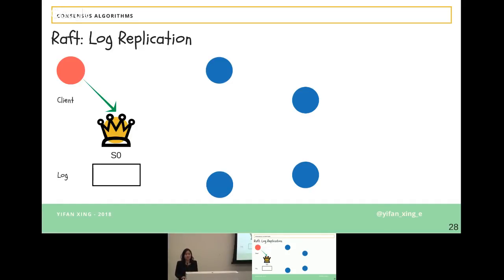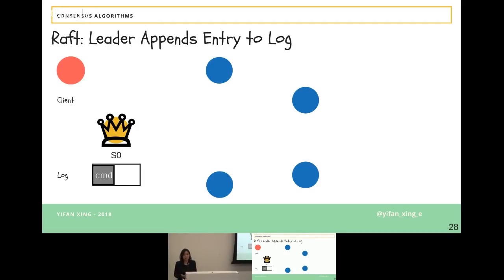So how it works is the client will send a command to the machine, and the leader will append the command to its own entry.